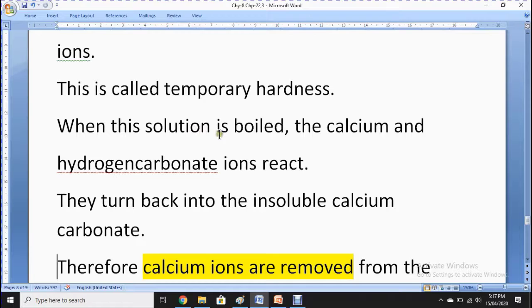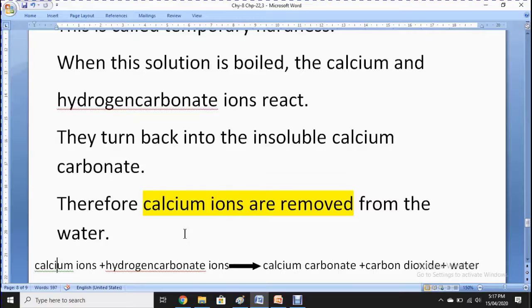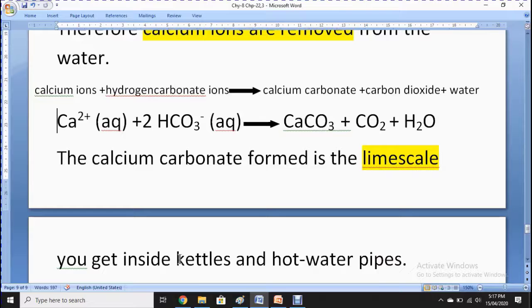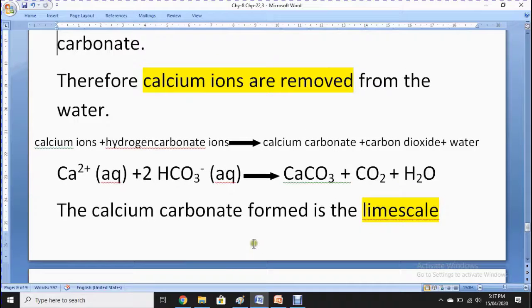When this solution is boiled, the calcium and hydrogen carbonate ions react, because at boiling temperature, you can say their activation energy increases and they start to react with each other. They turn back into insoluble calcium carbonate. So instead of calcium ions, they convert into calcium carbonate. Therefore calcium ions are removed from the water. That's the way you can get rid of calcium ions.